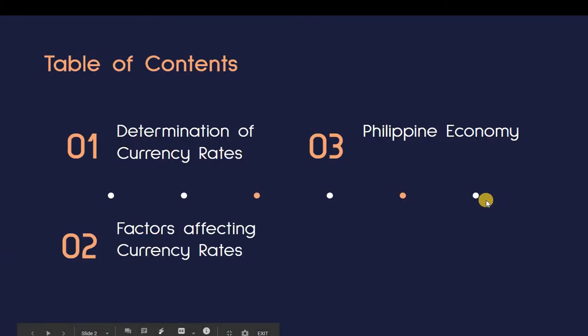So, start na tayo, no? So, under the table of contents, we have the determination of currency rates, factors affecting currency rates, and the current state of Philippine economy.